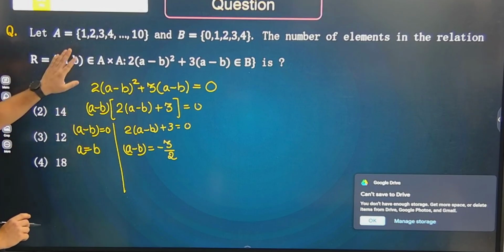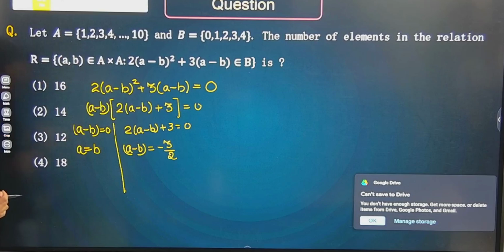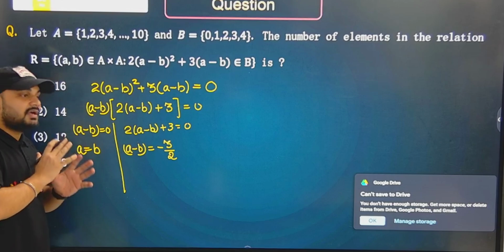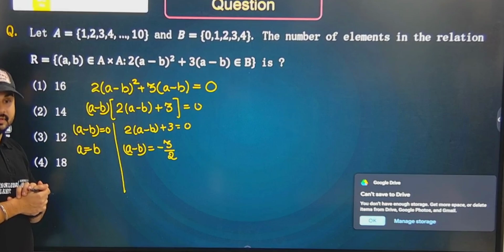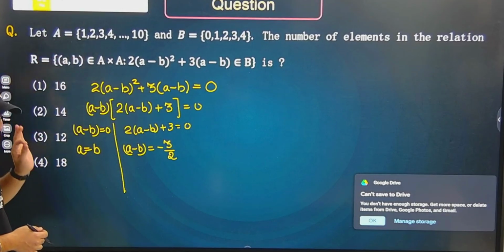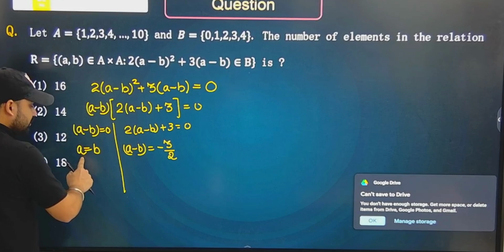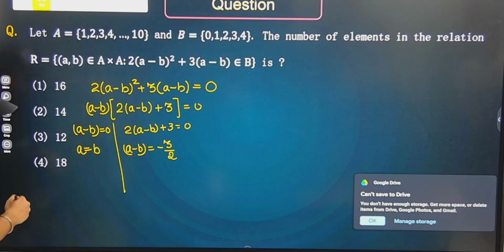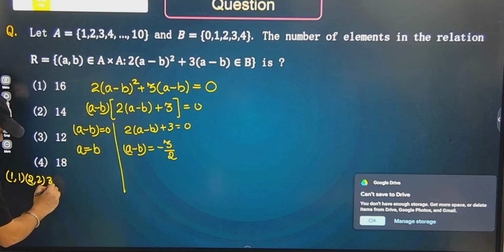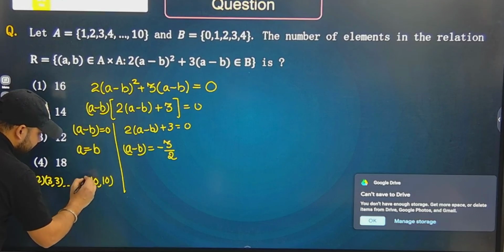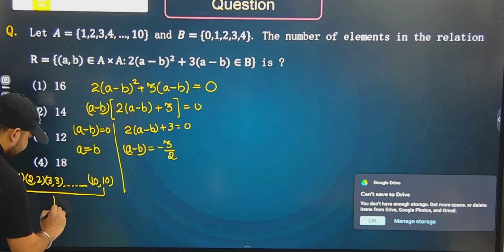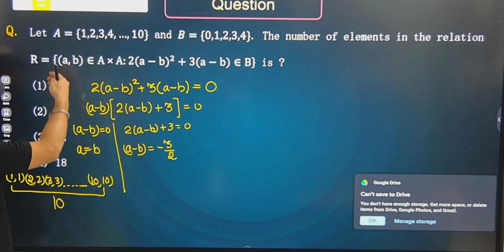So now we know that in A cross A, how many total ordered pairs will we have? Tell me. In A cross A how many total ordered pairs are we going to see? 100. Out of those 100 ordered pairs, we have to choose those where A and B are both equal. Okay, so we can count in this manner: (1,1), (2,2), (3,3), and it will continue till (10,10). Can you tell me how many ordered pairs we get from here? 10.